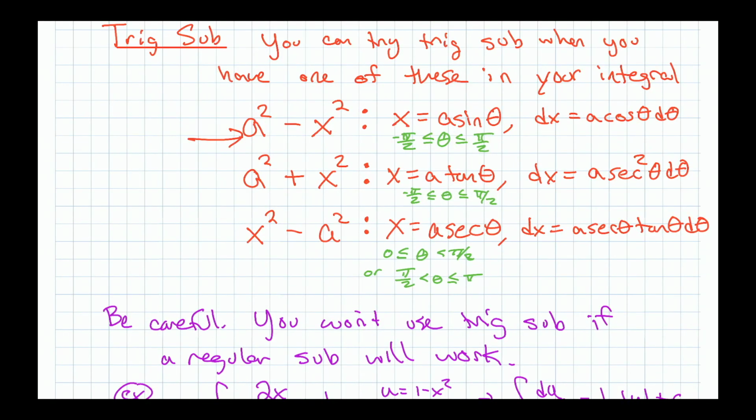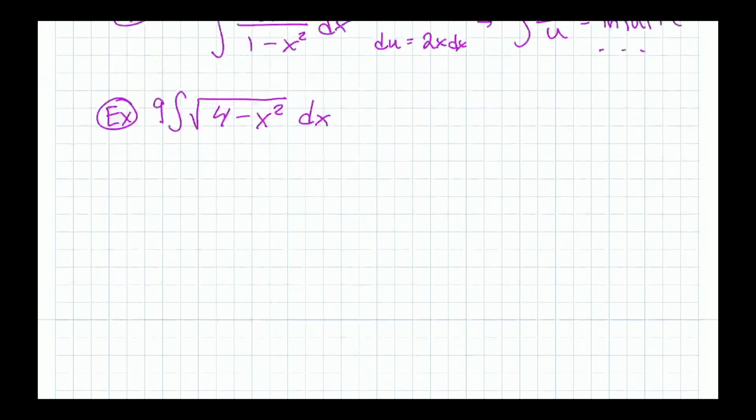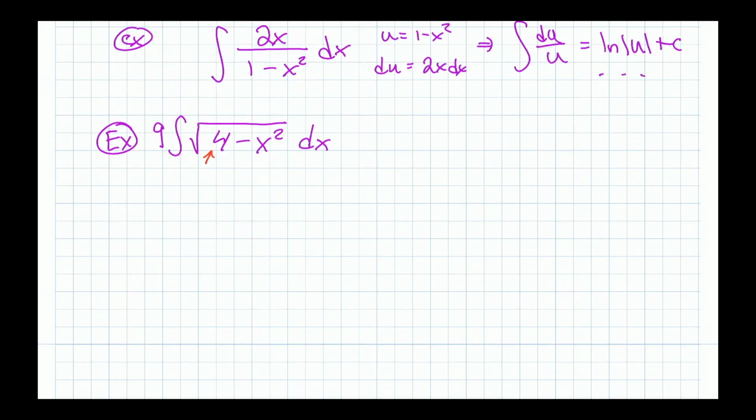4 minus x squared. So when you have 4 minus x squared, then obviously the a squared is the 4, right? So what's a then? A would be 2, right? Because if a squared is 4, you actually need the square root to get the a. So the a here is actually square root of 4. So you have to know that.